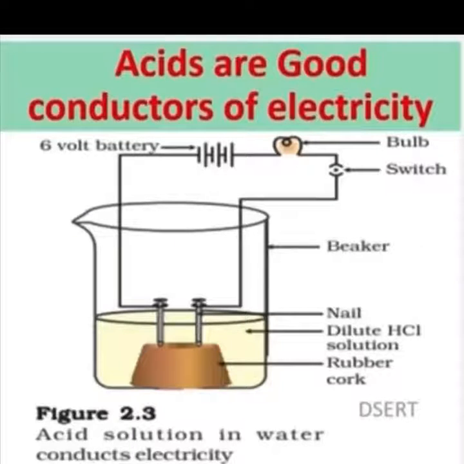Children, here you can see a diagram. This diagram is very important, children. Acid solution in water conducts electricity. Practice this diagram. Children, if I take HCl, what will be the observation? And if I take acetic acid instead of HCl, what will be the observation?